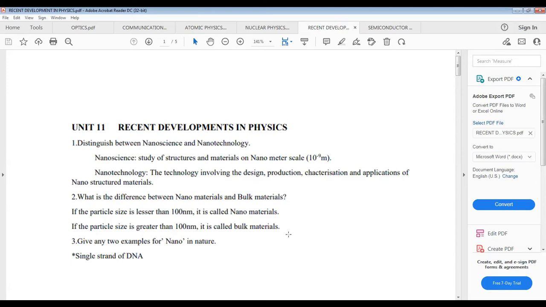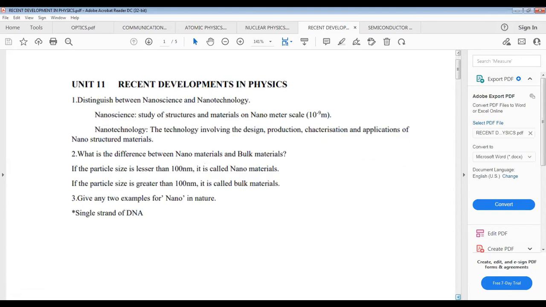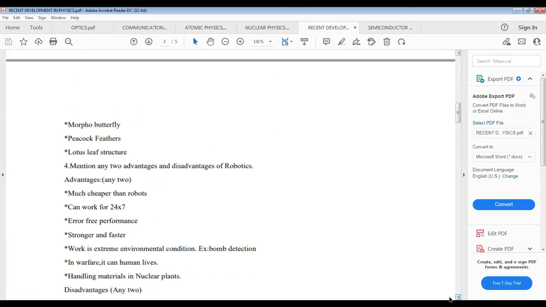Give any two examples of nano in nature. A single strand of DNA, a DNA molecule, is an example of a nanoparticle. And the morpho butterfly, the feather of the peacock, and the lotus leaf are examples of nanoparticles.